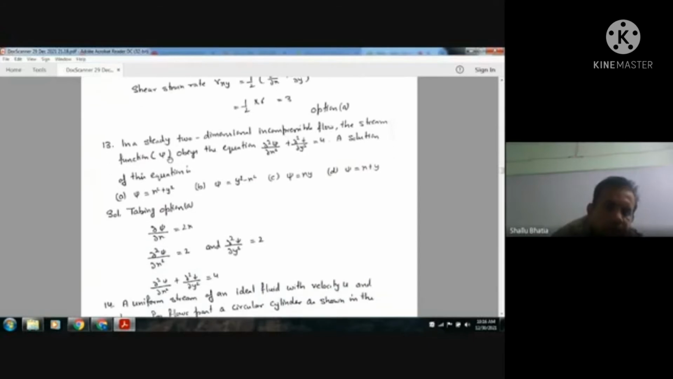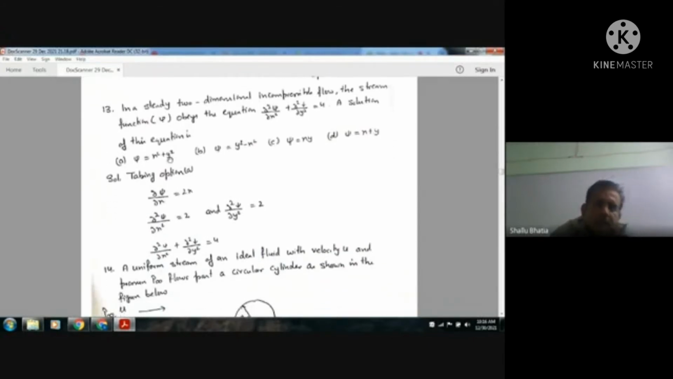Next, in a steady two-dimensional incompressible flow, a stream function psi obeys the equation ∂²ψ/∂x² plus ∂²ψ/∂y² is equal to 4. A solution to this equation is: option A, ψ equals x² plus y²; B, ψ equals y² minus x²; C, ψ equals xy; D, ψ equals x plus y. So here the equation is given.